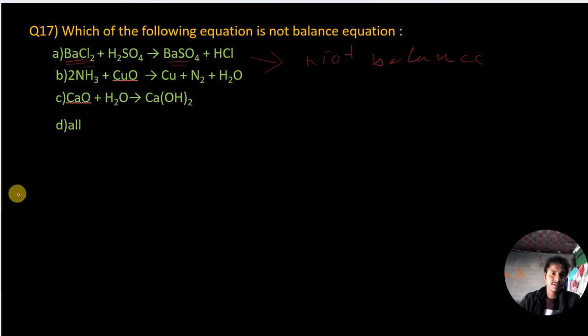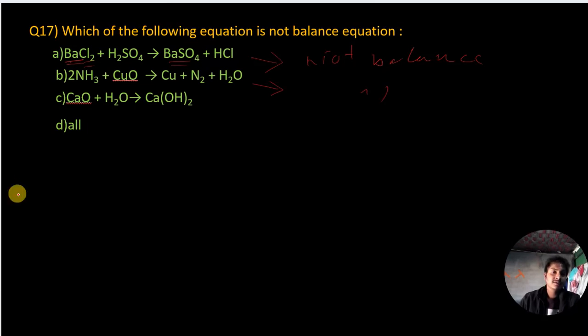Not balanced. Then the second one is 2NH3. It means in the reactants part, we have 2 nitrogen and 6 hydrogen. But in the product, we have 2 nitrogen, okay, but we have only 2 hydrogen. So we have to balance it. It is also not balanced.